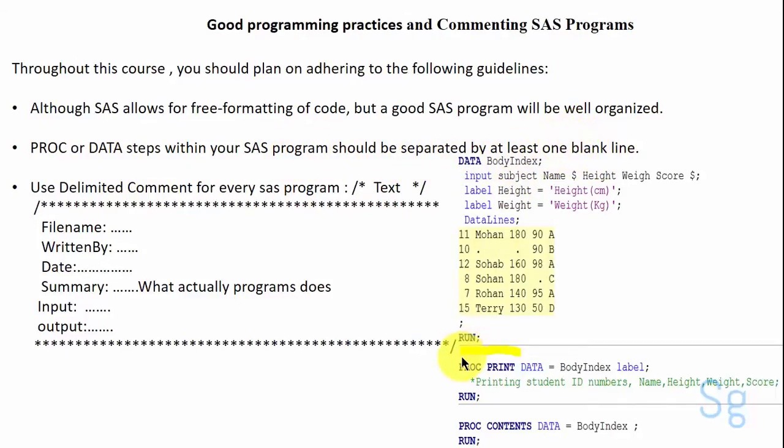As you can see here, we have separated the data step from the proc step by one line. Use a delimited comment for every SAS program. Within the delimited comment we can use the file name, written by, date of creation, summary, that is what your program actually does, input, and the output you are expecting to get from the program.